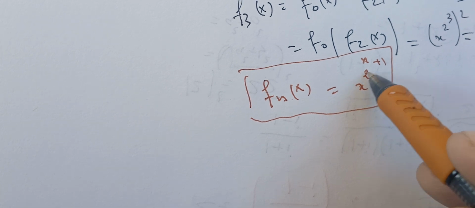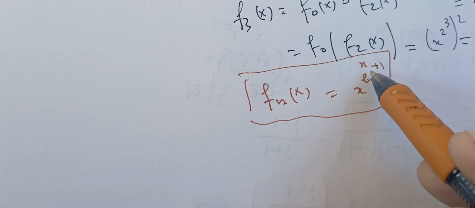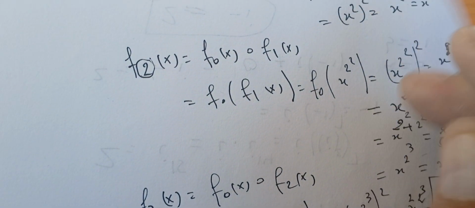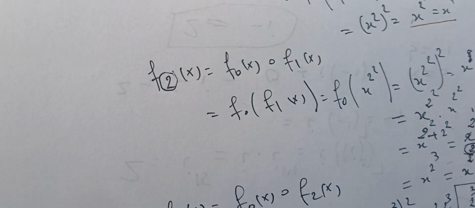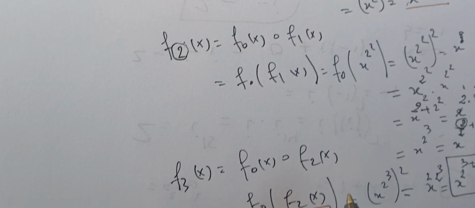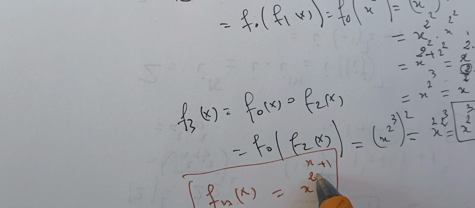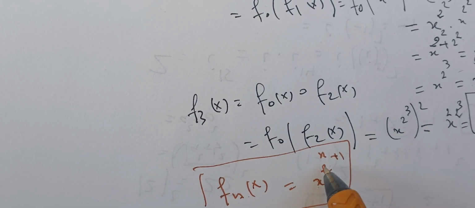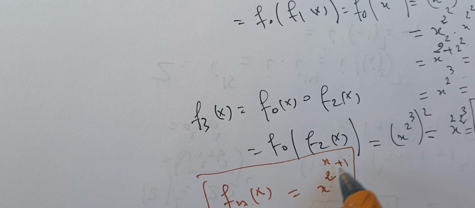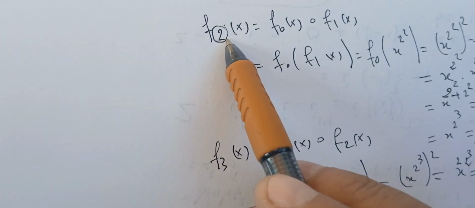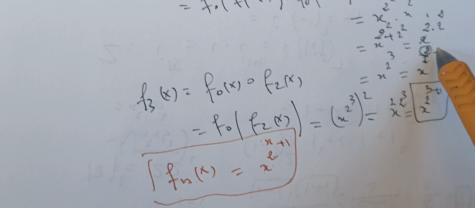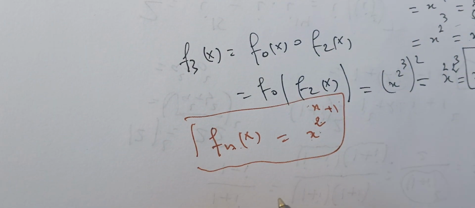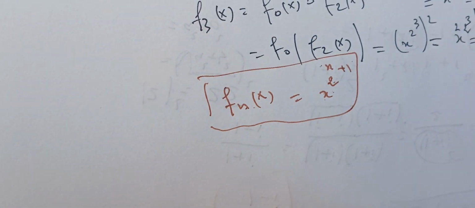And I should get x to the power 4, or x to the power 2 to the power 2. Here, I got this one. It's right. Let's see if that works for 2. For 2, I should get x to the power 2 to the power 3, or 2 plus 1. Here, for 2, I got that. I got it here. And therefore, I assume that my formula is this one here.